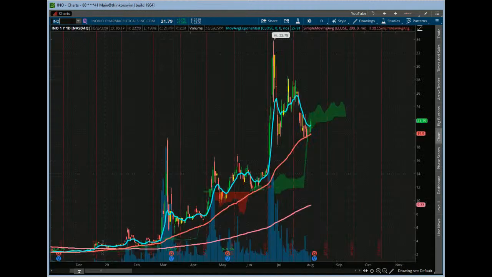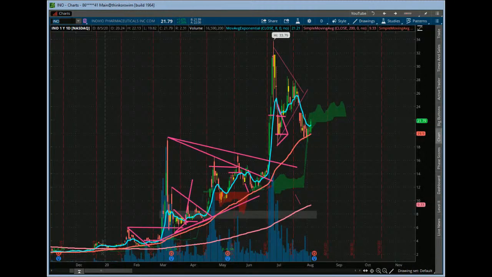Decent candle today. We've got earnings coming up on the 10th. Let's see if it can do a little bit. Maybe they'll reveal how little they've actually accomplished. So just be careful with INO. Eventually, it could catch up to them, right?